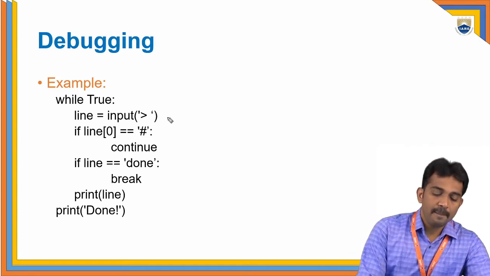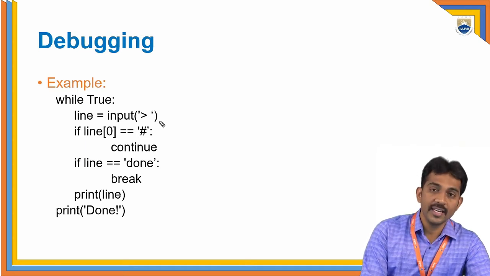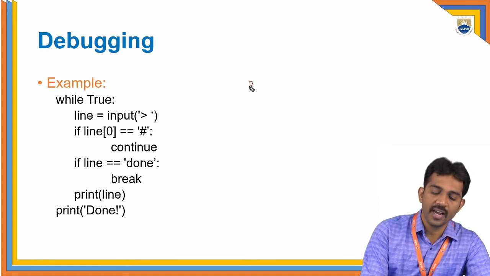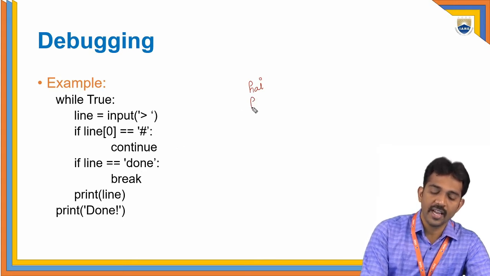Please note this. What we are going to read here, we are going to read line by line. If you get a hash, then you need to skip the data. For example, if you enter hi as the input, line of 0 is equal to hash? Condition false, right? So it comes to here. Line is equal to done? Condition false, right? It comes to here. It prints hi as it is.